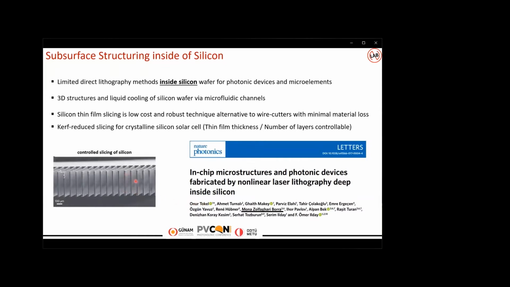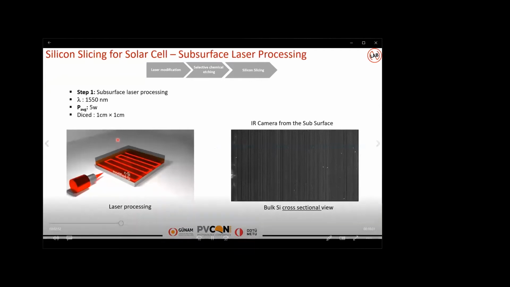The kerf-reduced slicing of bulk silicon is of high commercial interest in the photovoltaic industry. In this context, a novel scheme alternative to wire cutters is needed for achieving silicon slicing with minimal material loss. So we proposed laser-induced silicon thin film slicing as a new technique in which thin crystal slices are produced with minimum loss of materials and controllable modification deep inside the silicon.